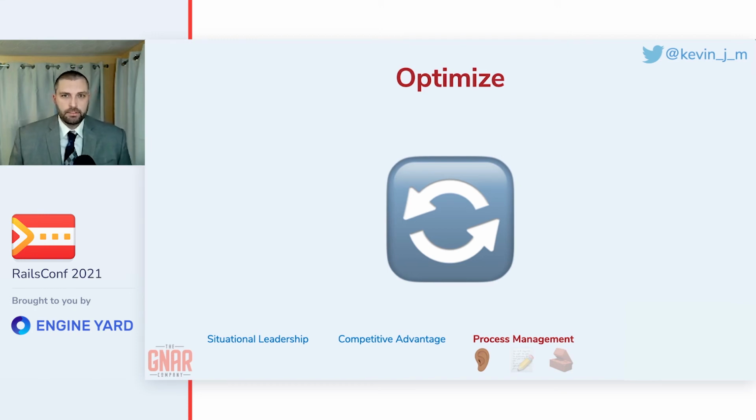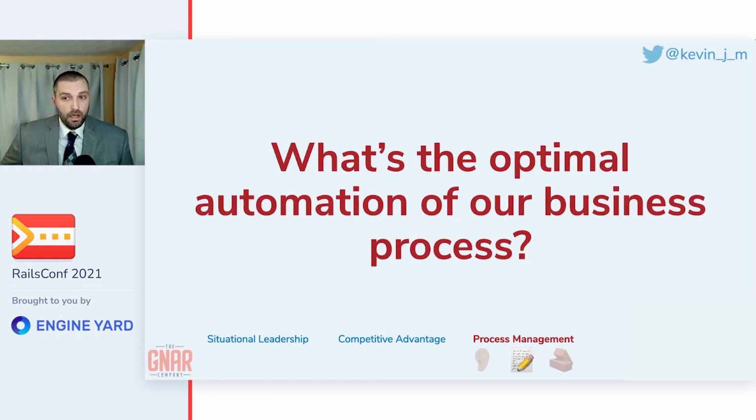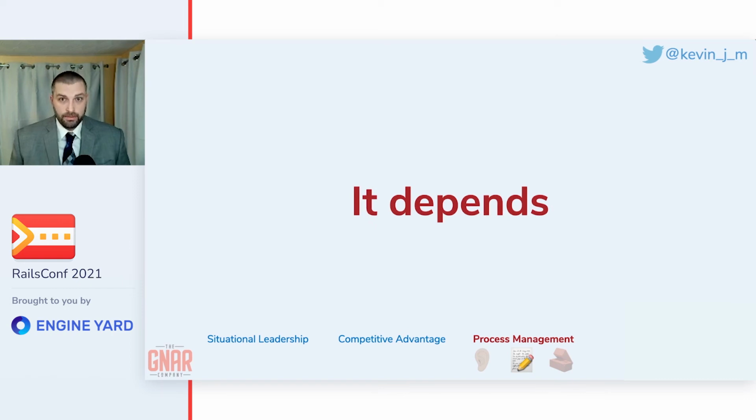Business process management is a process of continuous improvement. We're cycling through all of these steps. We're never done, but we're always hopefully getting better. So, on to our final exam, where I ask you for one last time a question about the topic at hand. And that question is, what is the optimal automation of our business process? Well, as you might have guessed, the answer yet again is that it depends.